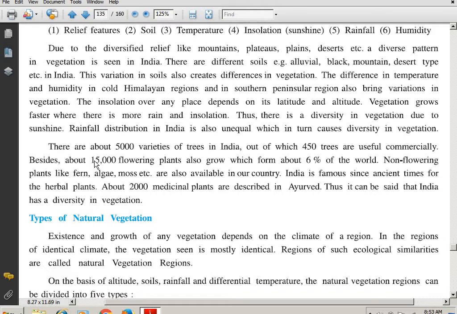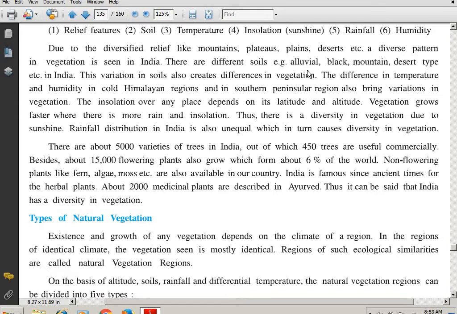Okay, so due to the diversified relief like mountains, plateaus, plains, deserts, etc., a diverse pattern in vegetation is seen in India. There are different soils. As I was telling you, the different types of soils: we have alluvial, black, mountain, desert type, etc., in India. So we have studied 6 or 7 types of soil in our chapter 15, I think. 15 or 16 you have studied about it.